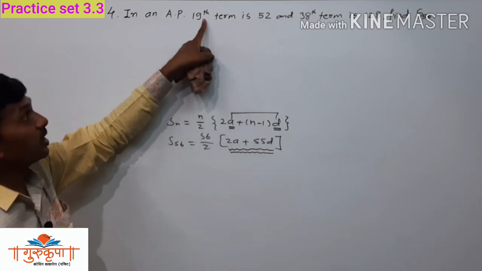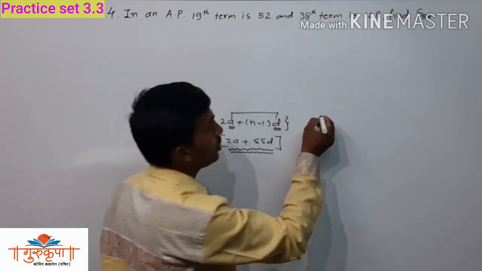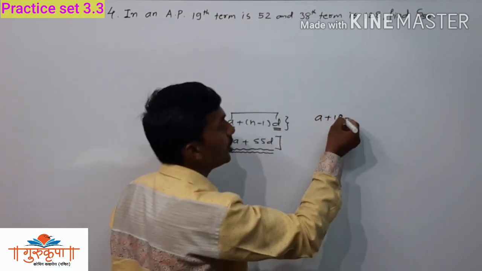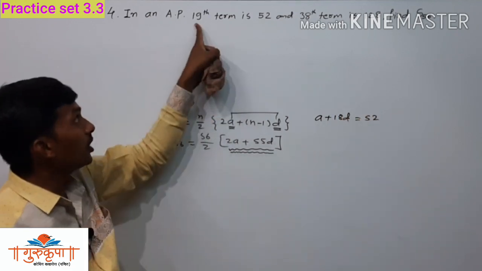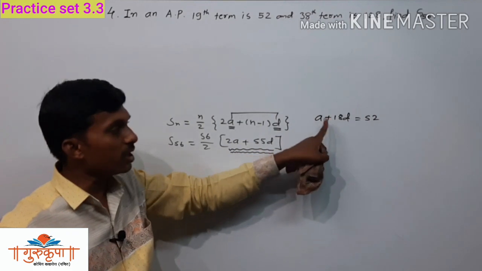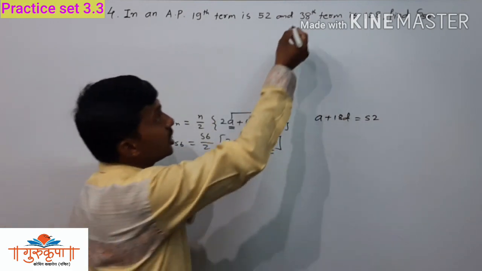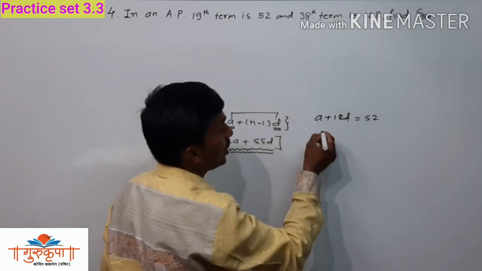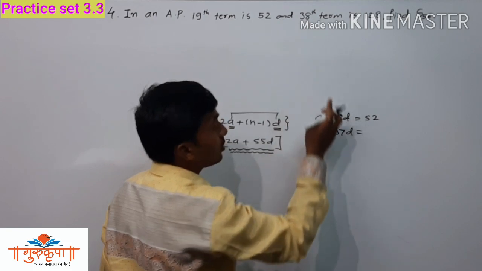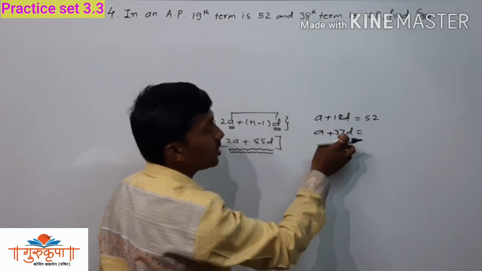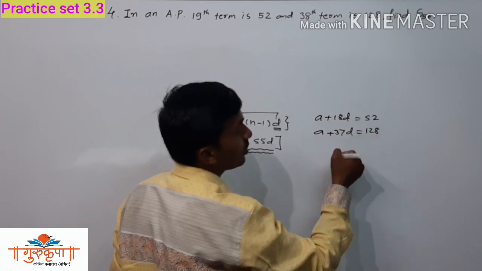Since it is given that the 19th term is 52, how can we write the 19th term? That is A plus 18D is equal to 52. And it is also given that the 38th term, how will we represent the 38th term? That is A plus 37D. It is equal to 128. That is the given information.